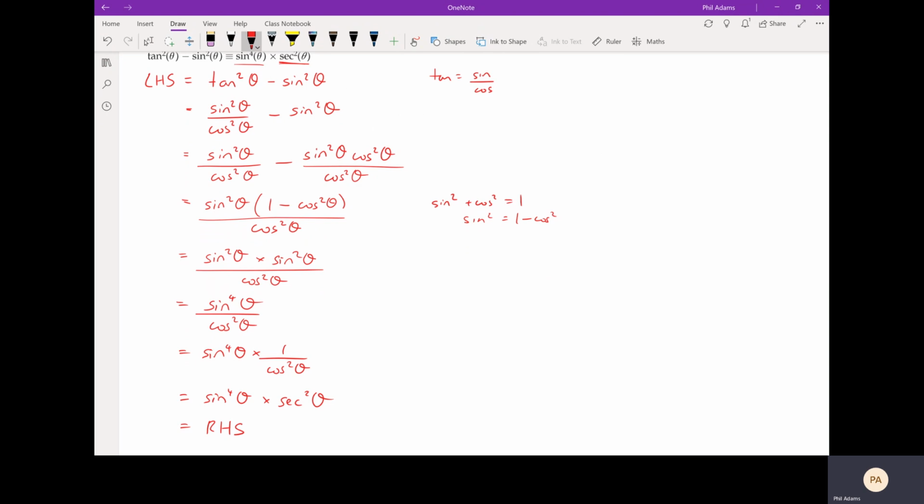So you can see we've just done that proof there by only using two identities. So it's good, even though you start to learn more and more identities, it's good to bear in mind those basic ones at the start. So there you go.